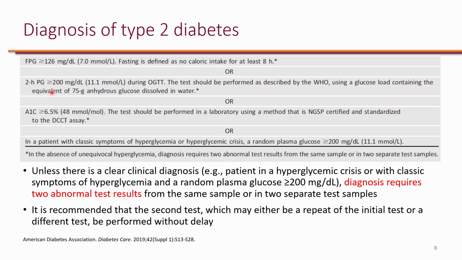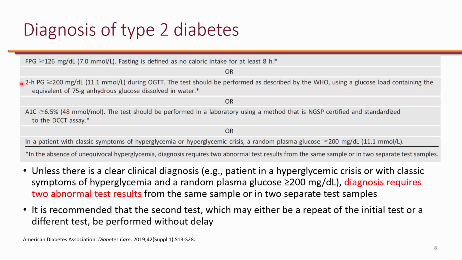Now, when you confirm, you can use the same test, or you can choose to do a different test. So if you got a fasting plasma glucose of 126, you can get the A1C of 6.5. Since you got two abnormal values, you can diagnose diabetes. Or if you want to use fasting plasma glucose twice, it can actually be done from the same blood sample. And that's something that's new this year. You can use two tests from the same blood sample as opposed to asking the patient to come back for follow-up or getting a different blood sample.